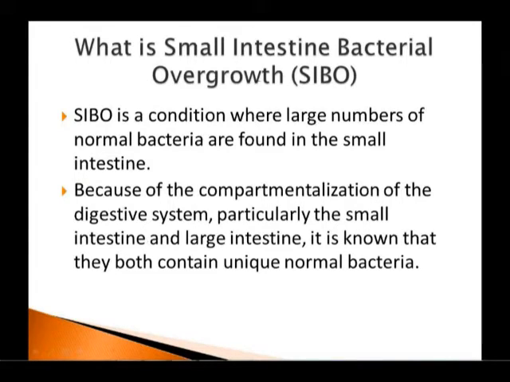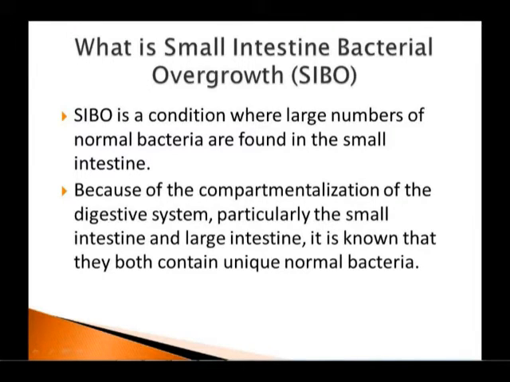Okay, so what is small intestinal bacterial overgrowth? Well, basically, it is a condition where large numbers of normal, and this is what is important, normal bacteria that are normally in the digestive tract, primarily in the large intestine, find their way into the small intestine, where they normally wouldn't reside. And that leads to a lot of problems.